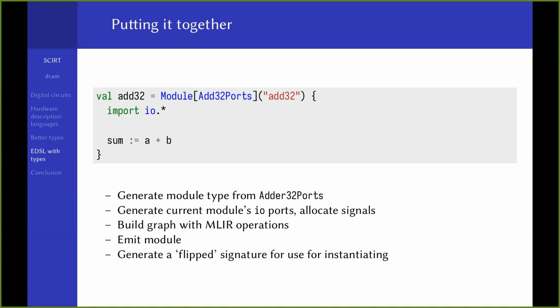Now we build the graph with MLIR operations. Here we have an add operation, so we just add this into it. And we'll emit the module, giving its operations and its header, so to speak. And after that, we'll actually generate a flip signature. So before, we have inputs that are normal values and outputs are wires. And if we instantiate the Add32 module, the inputs will turn into wires and the output will turn into normal signals.